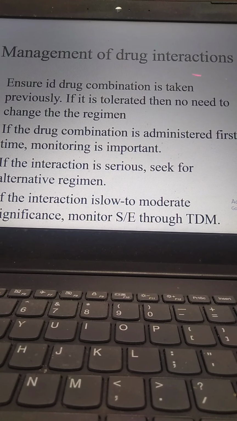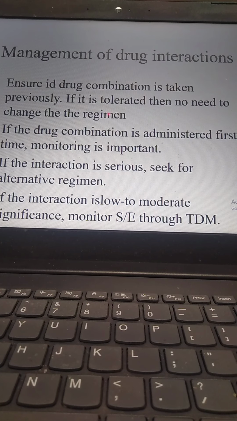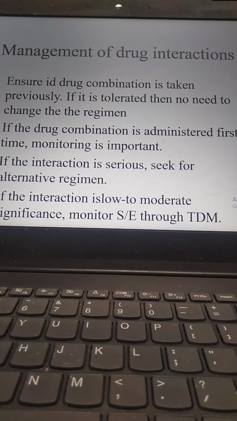So management of drug interaction. Ensure that the drug combination was taken previously. If it is tolerated, then there is no need to change the regimen. So this is management number 1. If the drug combination is administered for the first time, monitoring is important. If the interaction is serious, seek an alternative regimen. So we have to change the regimen. If the interaction is of slight to moderate significance, monitor side effects through TDM. So once it is of slight to moderate significance, monitoring side effects is very important, and we can measure therapeutic drug monitoring where this tool is available.